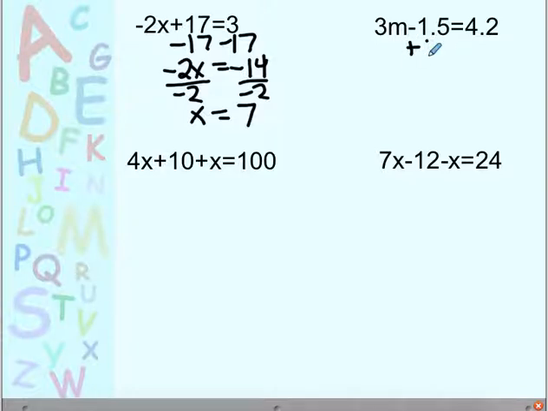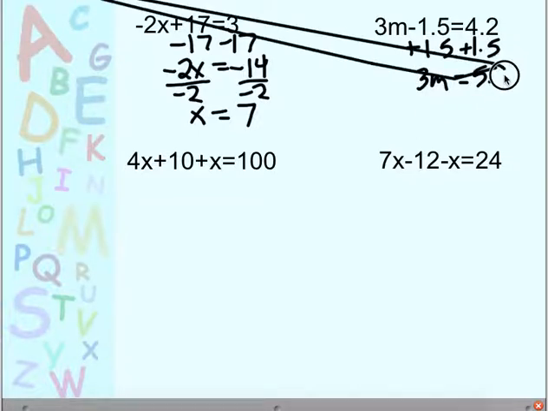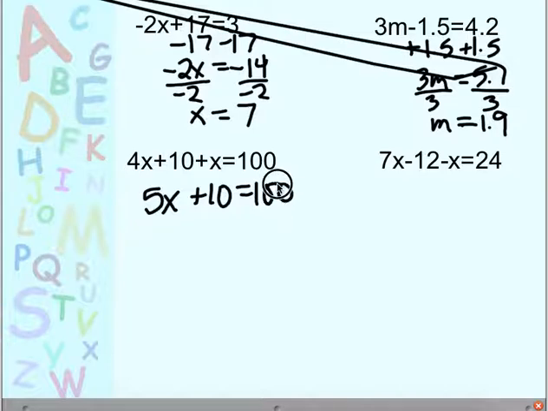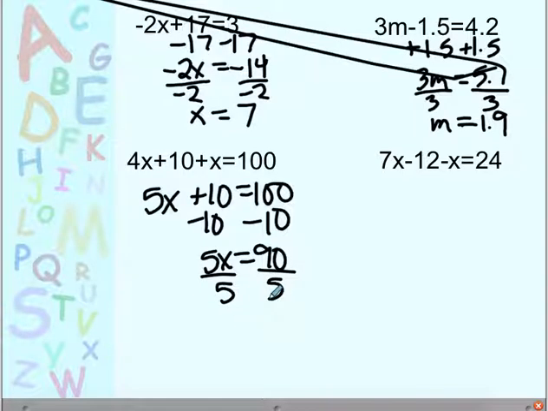Next one, we add 1.5. We get 3m is equal to 5.7. And we divide by 3. And m is equal to, let's see, 5.7 divided by 3 is 1.9. And then on this next one, we have to combine like terms. So a 4x plus an x is 5x plus 10 is equal to 100. Subtract 10, and 5x is equal to 90. Divide by 5 on each side, and 90 divided by 5 is going to equal 18.